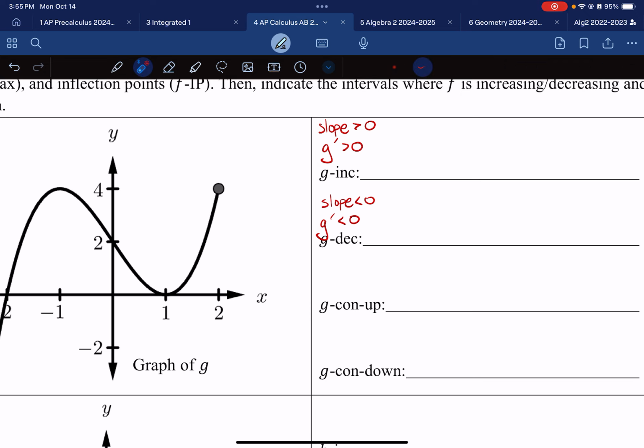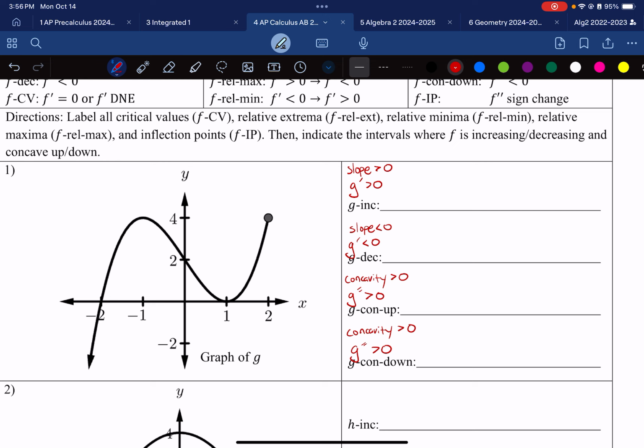What about g concave up? G concave up, the definition is up above, but it's where g double prime is greater than 0. G double prime on a graph of g is the concavity. Let's just say concavity is greater than 0. Same thing down here, g concave down is where g double prime is less than 0, and I translate that on a graph of g: concavity is less than 0. All right, so I have my definitions ready to go.